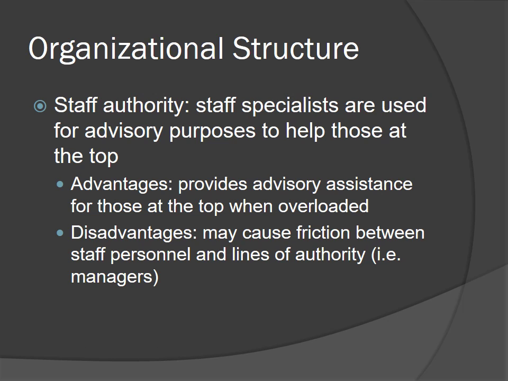So there's also staff authority, and staff authority is used when line authority is no longer adequate to cope with the many responsibilities demanded of the person at the top. This is generally seen as organizations grow or expand and get bigger. So with staff authority, there are staff specialists that are used for advisory purposes to help those at the top.